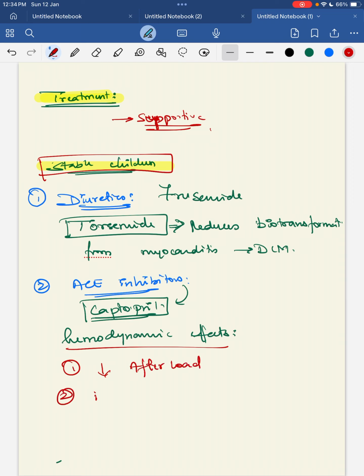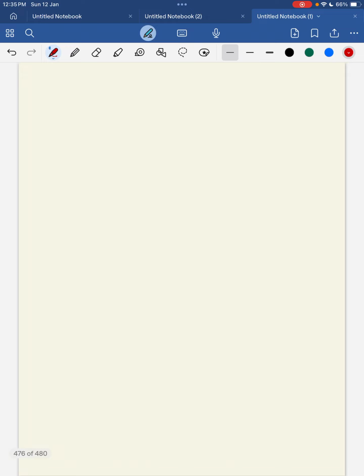Among beta blockers, you use a cardioselective one. The drug of choice will be carvedilol, right? This beta blocker should be avoided in a child with fulminant myocarditis, decompensated heart failure, and in an unstable child you should avoid beta blockers. Next, fifth one is this.